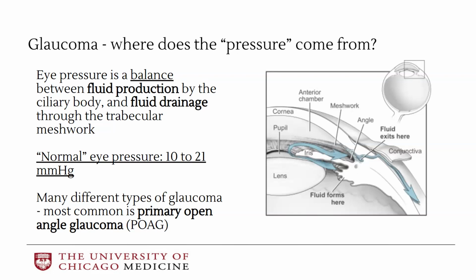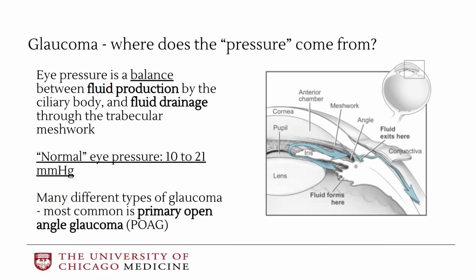I often talk about the eye as like a beach ball. If you fill up the beach ball completely with air, the beach ball is going to be very full and kind of rigid. If you push on it, it'll bounce back. If you only fill the beach ball half full of air, it's going to be very soft and squishy. And what we measure when we measure eye pressure is the resistance to being indented.